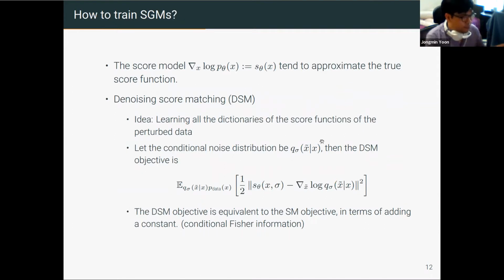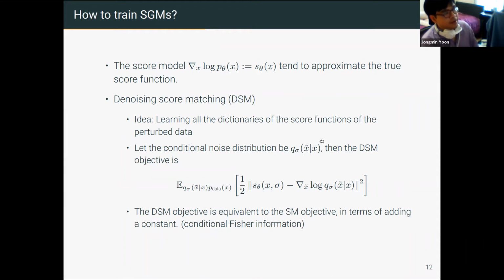Then we are going to introduce how to train the SGMs. The score model, the gradient of log p(x), tends to approximate the true score function when trained correctly. Denoising score matching is a way to train this. The score functions are not the marginal score function, but the conditional score function for the noisy data. The idea is learning a dictionary of the score function of the perturbed data. This means that given the noise level, the noise level becomes a component of the dictionary, and we learn the corresponding score function with the noise level sigma.